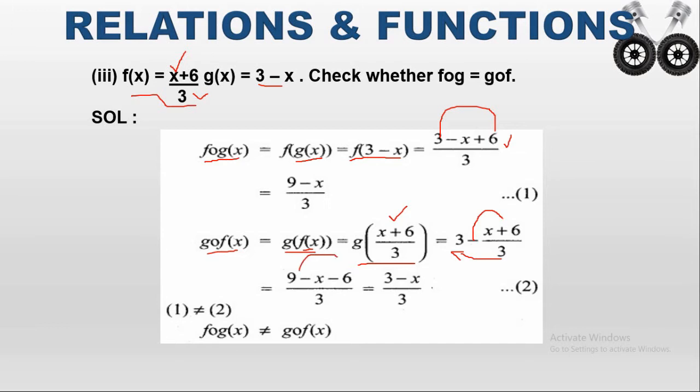9 minus 6 becomes 3, and the sign of x is negative. So it will become 3 minus x, whole divided by 3. Therefore equation 1 and equation 2 are not equal. So that is f composition G is not equal to G composition f.